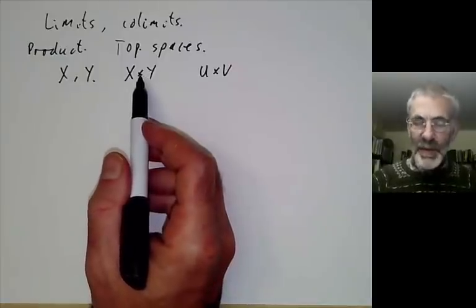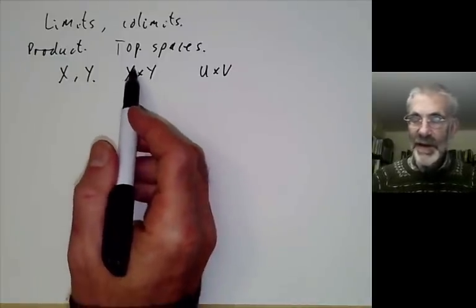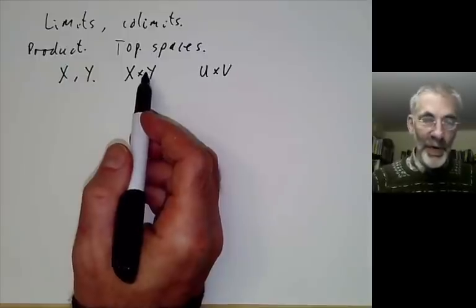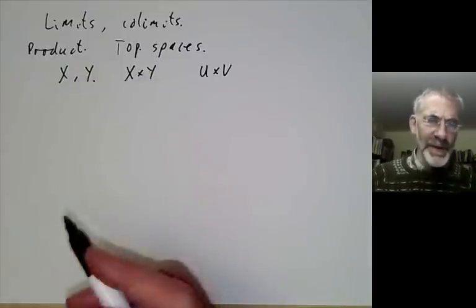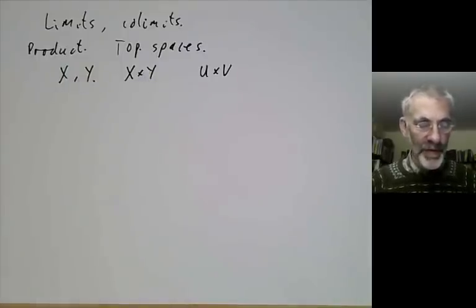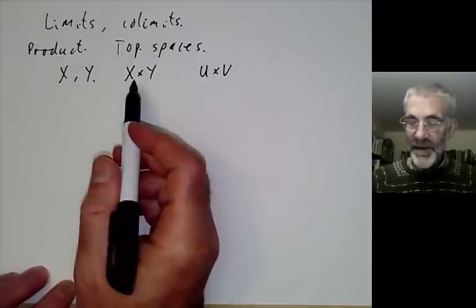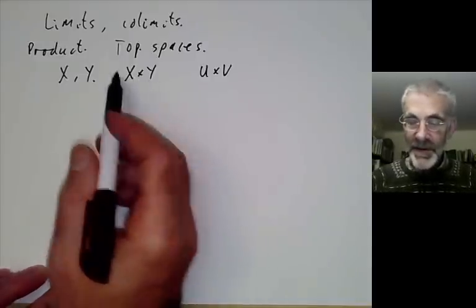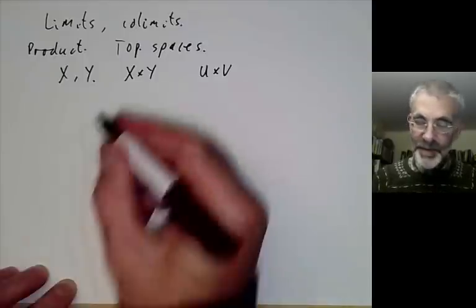This is not acceptable in category theory because we're looking inside the objects X and Y at their points and so on. And in category theory, you're not supposed to do this. You're supposed to just look at morphisms. So let's find a different definition of the product that doesn't look inside the spaces.